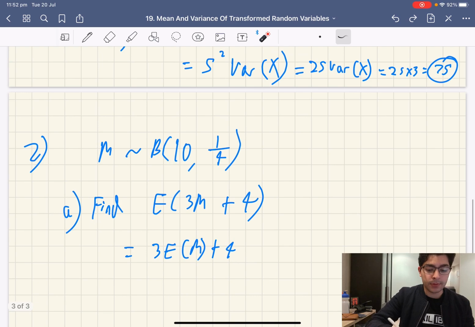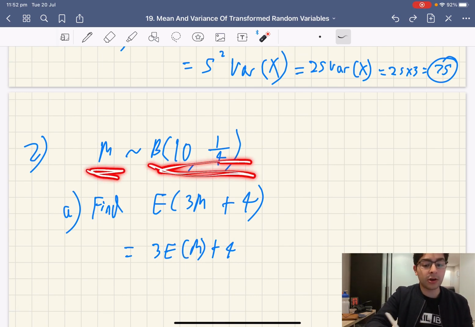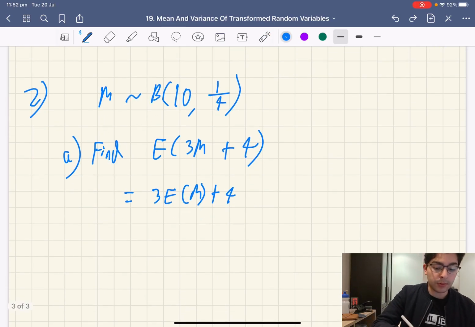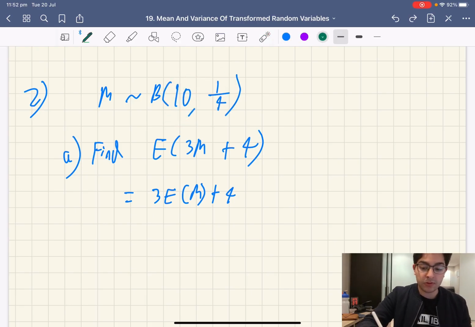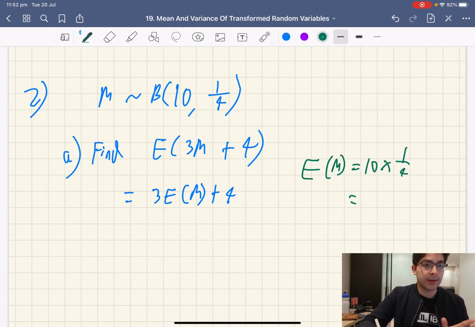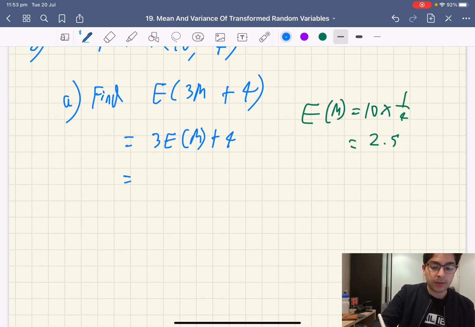Now, to find E of M, we need to recall from previously that M is distributed with a binomial distribution. To find the mean of a binomial distribution, you just multiply the probability and the number of trials. So E of M, which I'm going to put on the side, is going to be 10 times 1 over 4, which if you put in your calculator or work out, is 2.5. So now we know that this is going to equal 3 times E of M, which we worked out to be 2.5, plus 4, which is going to be 11.5.